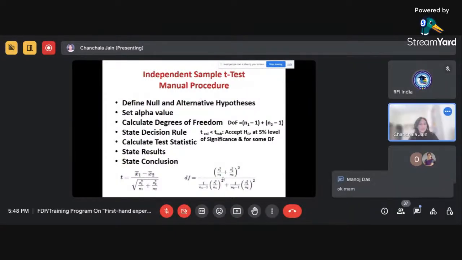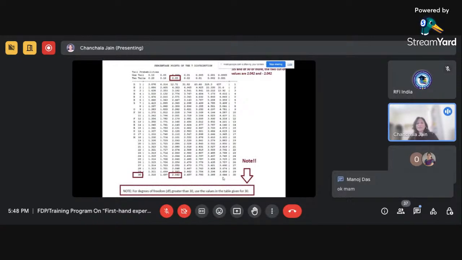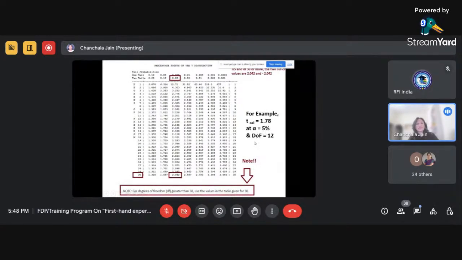Okay, thank you. Moving ahead, I think yesterday also I showed you one t-test table. Here also we have the t-test table. For example, to explain how we can use the t-table, suppose we are talking about the calculated value. That means using the formula, you have got the t value, that is the calculated value. Suppose it is coming as 1.78, and suppose we are using the alpha value as 5%, and the degrees of freedom is 12.